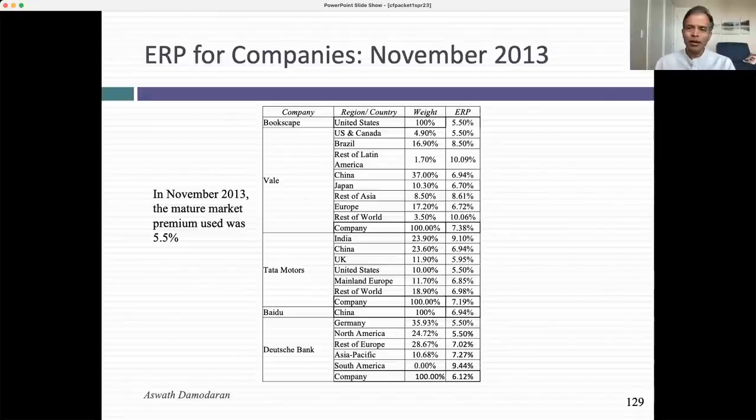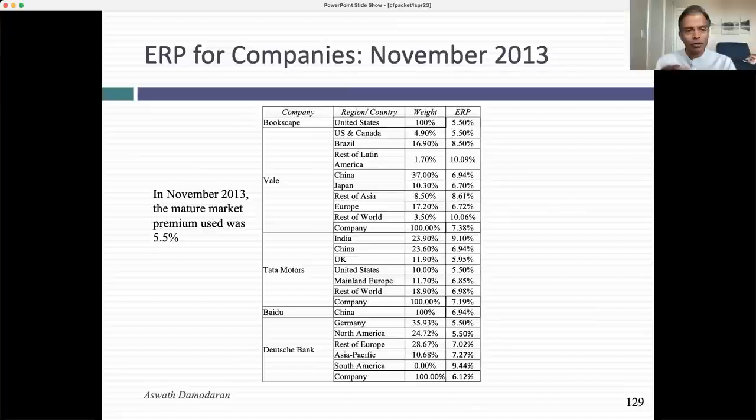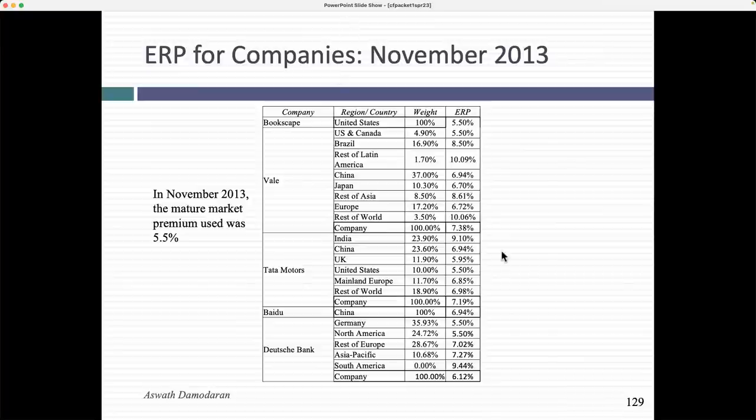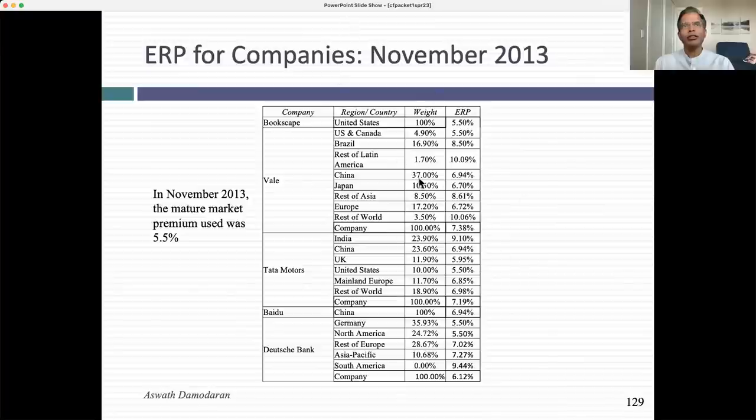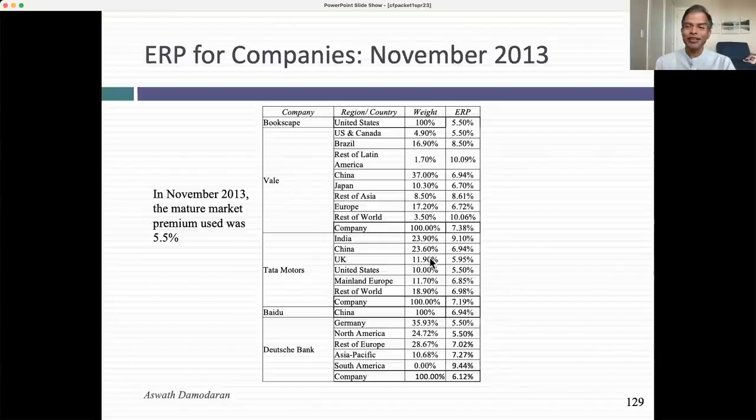Vale is a Brazilian company, right? But in terms of risk exposure, it's really a Chinese company. This is one of the problems when China grew so quickly, is many companies, no matter where they're incorporated, became in effect Chinese companies because they got so much of their operations and revenues in China. So there's Vale broken down by region, and you can see China is 37% of their revenues, weighted average equity risk premium, 7.38%.